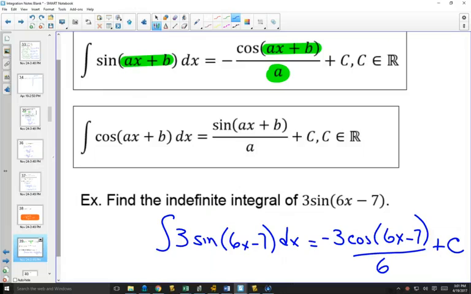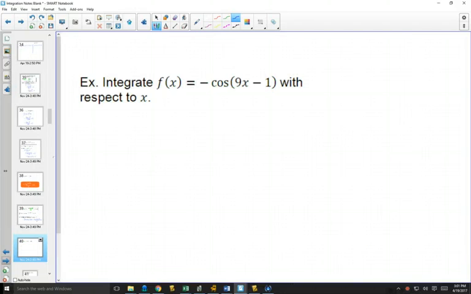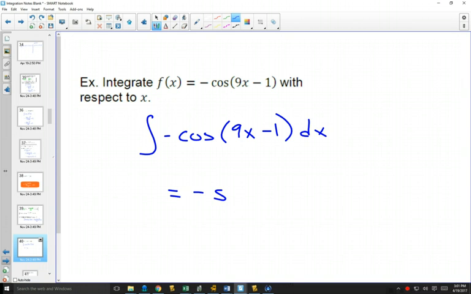We'll do one more example. Integrate negative cos of 9x minus 1. That'll be negative sine of 9x minus 1. Compensate by dividing by 9.